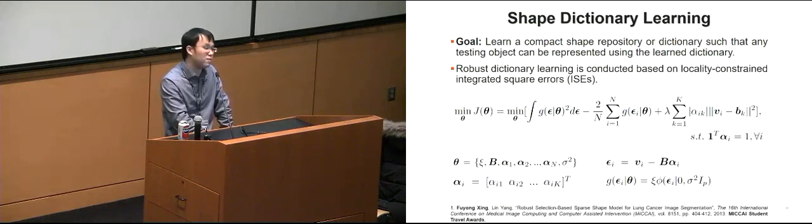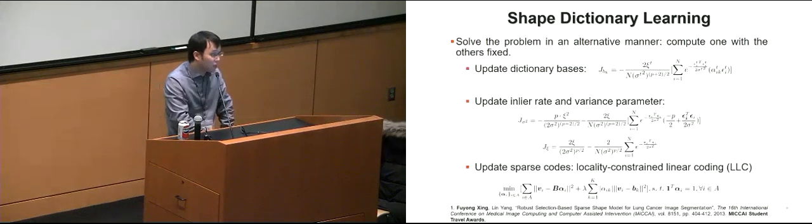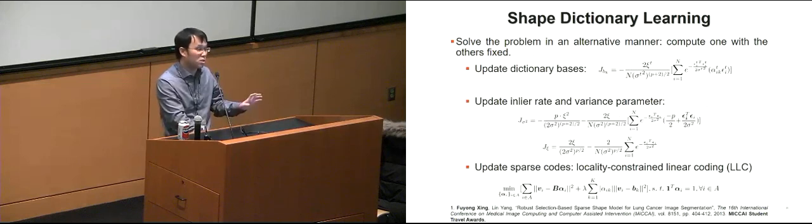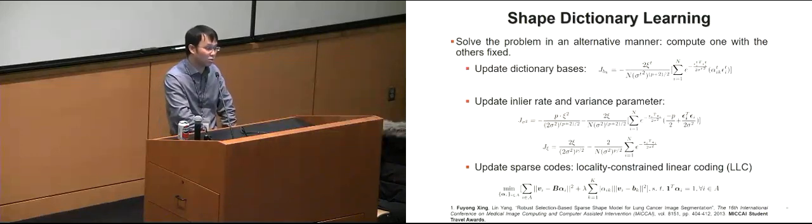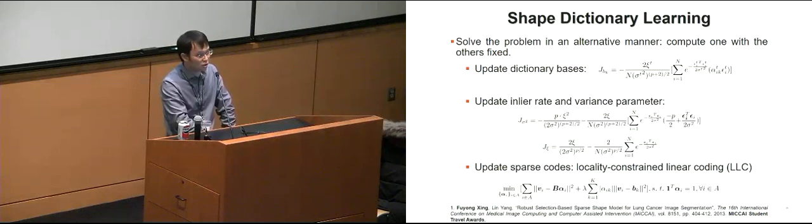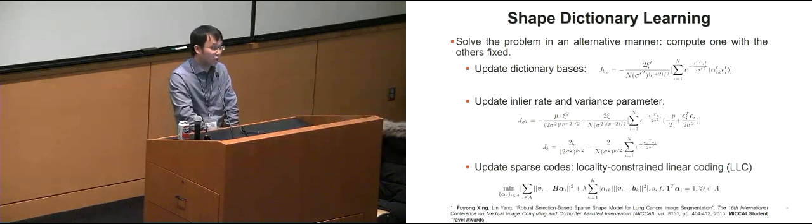And then we solve this one in an alternating way. We update one with the others fixed and repeat this procedure until the algorithm converges. For example, when we update the dictionary, we assume all the other parameters are fixed and then update the dictionary, and then keep the dictionary fixed and update all the other parameters. And we repeat this procedure until the algorithm converges. Usually it takes about 150 iterations for the algorithm to converge. After convergence, we can get a shape dictionary, which can be used in the testing stage.